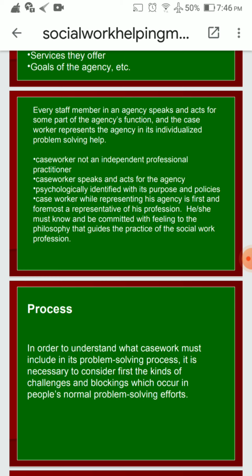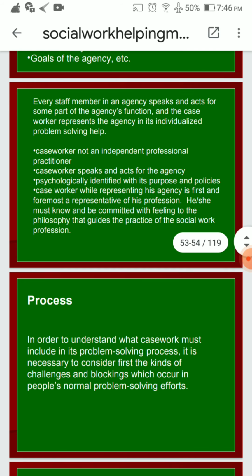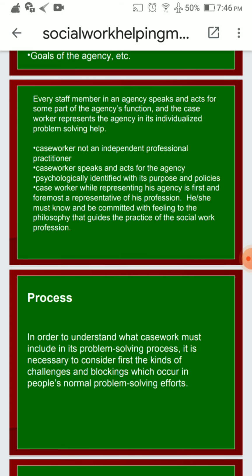Another, a caseworker speaks and acts for the agency. So you as a social worker, if you are employed with a certain agency, you are the representative of that agency that serves humanity, justice, or whatever the role of a social worker is. You are the one who will fight for the client, as well as use the different techniques that you will need.